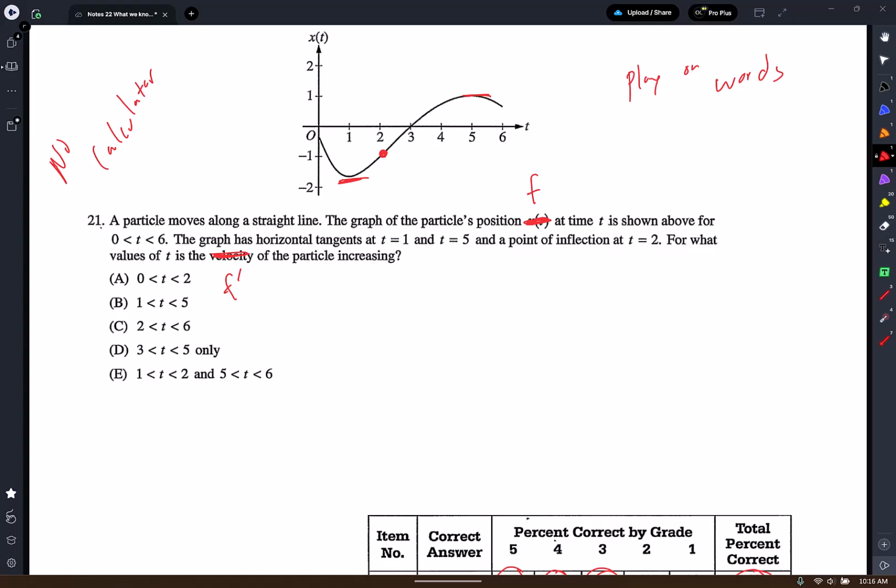Now let's read it again. A particle moves along a straight line. The graph of the particle's position f at time t is shown above between 0 and 6. The graph has horizontal tangents at 1 and 5 and a point of inflection at 2. For what values of t is f prime increasing? So I want to know where f prime is increasing. This is f.